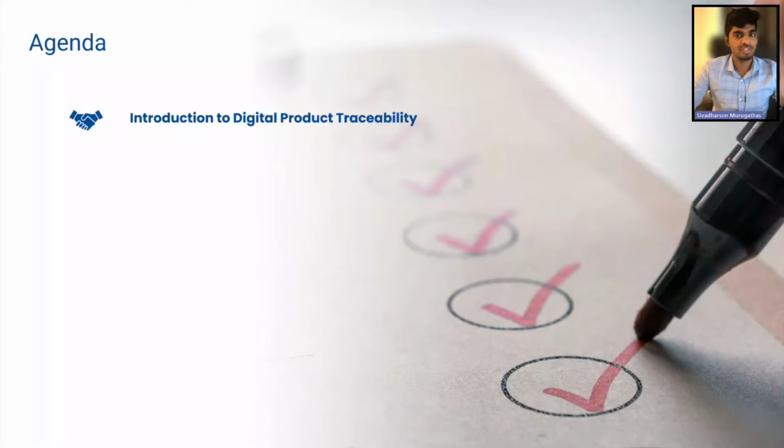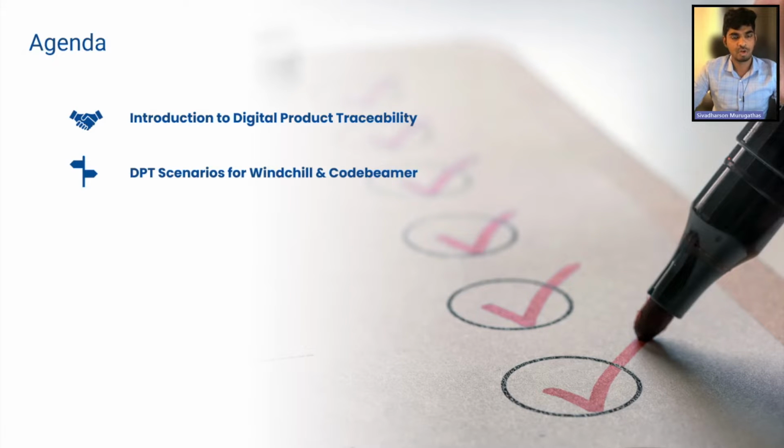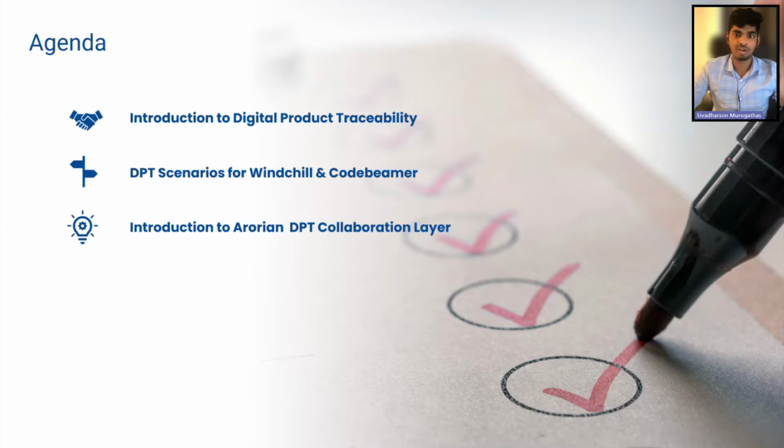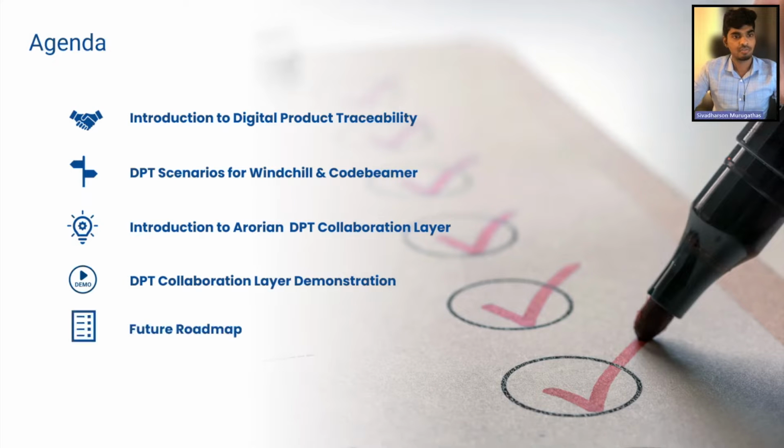So I'll be going through the webinar topic on advanced integration between Windchill and Codebeamer. We will begin with an introduction to digital product traceability and its implementation strategy. After that, we will talk about different DPT scenarios with a short hands-on demo. Next, we will check out our Aurorian DPT collaboration layer, which is a customized DPT solution. And then the Aurorian DPT tool will be presented with a short demo covering a couple of use cases. Finally, we will look at the future roadmap of our tool.